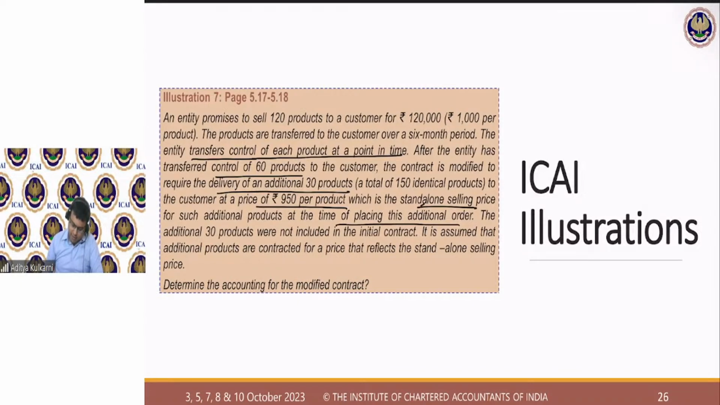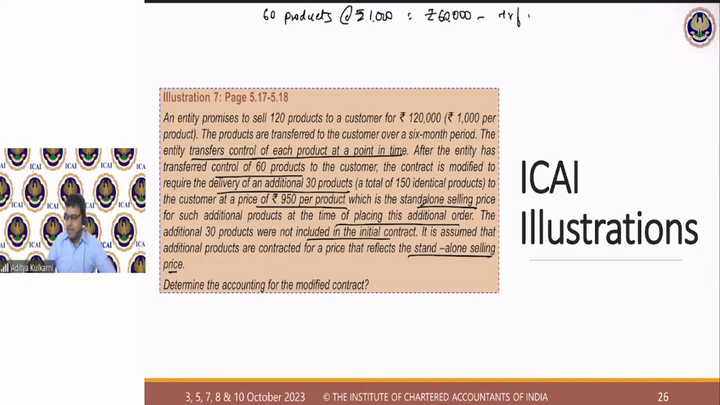Additional 30 products were not included in the initial contract. So this is a separate contract. It is assumed that additional products are contracted for a price that reflects the standalone selling price. Determine the accounting for the modified contract. So what did I have first? 60 products at rupees 1,000. So this is rupees 60,000.